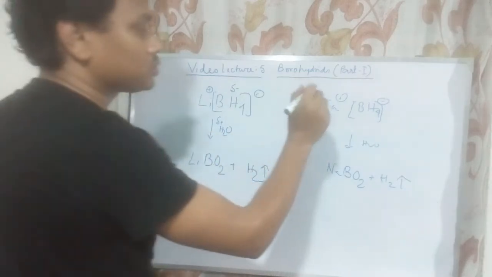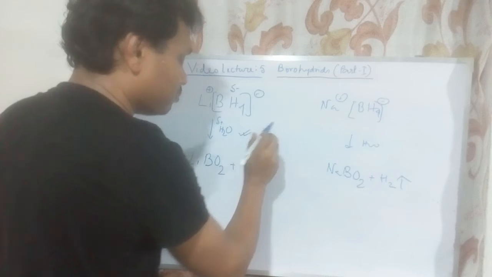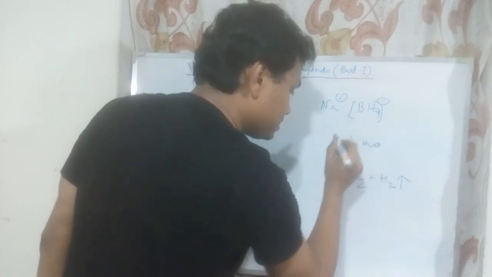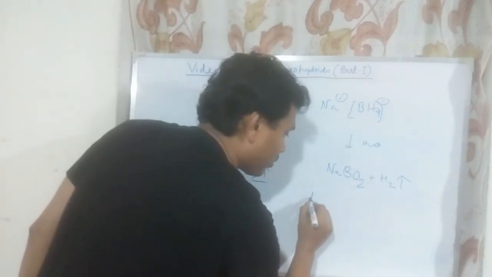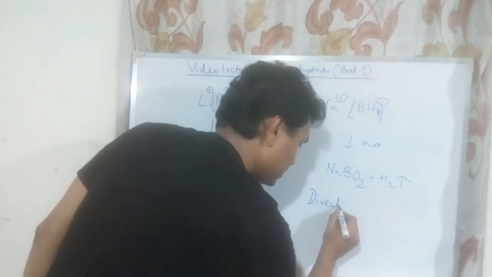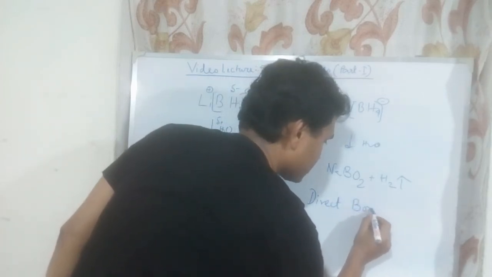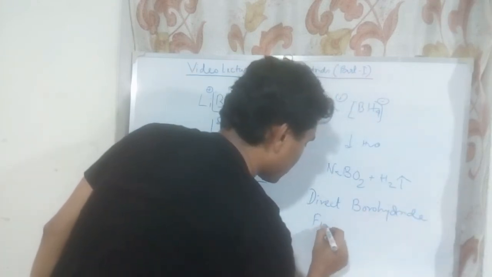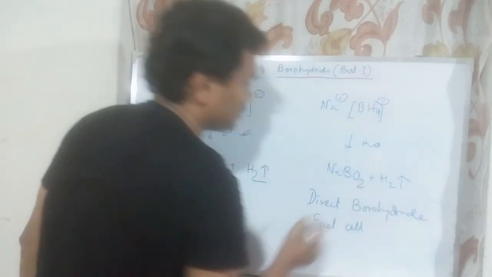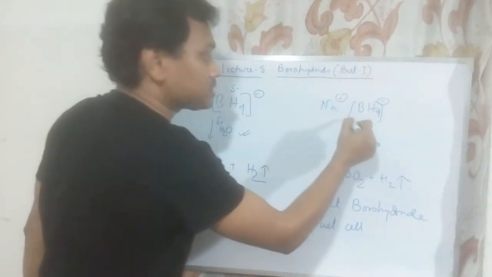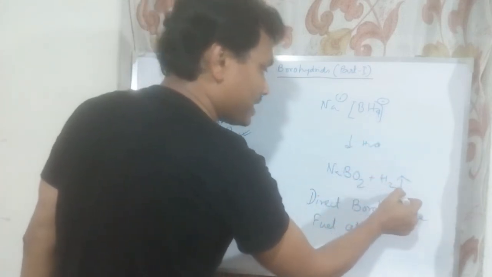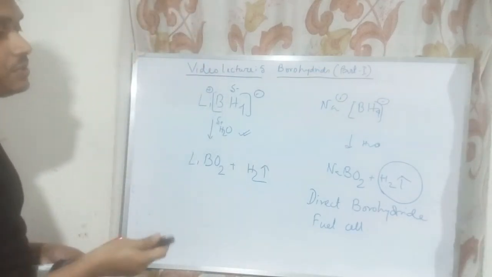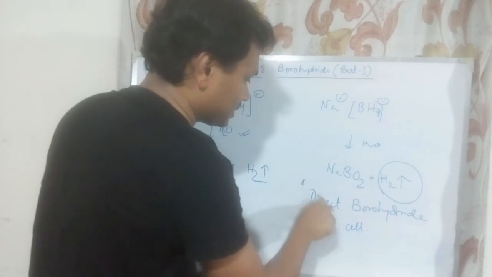But if we compare the reactivity, lithium borohydride is more reactive compared to sodium borohydride towards the reaction with moisture. So this one is a little slow, and this reaction is utilized in the direct borohydride fuel cell. I will explain it in brief. Direct borohydride fuel cell means this borohydride reacts with water and produces hydrogen, and this hydrogen provides energy in the fuel cell. That is the main guiding principle for the direct borohydride fuel cell.